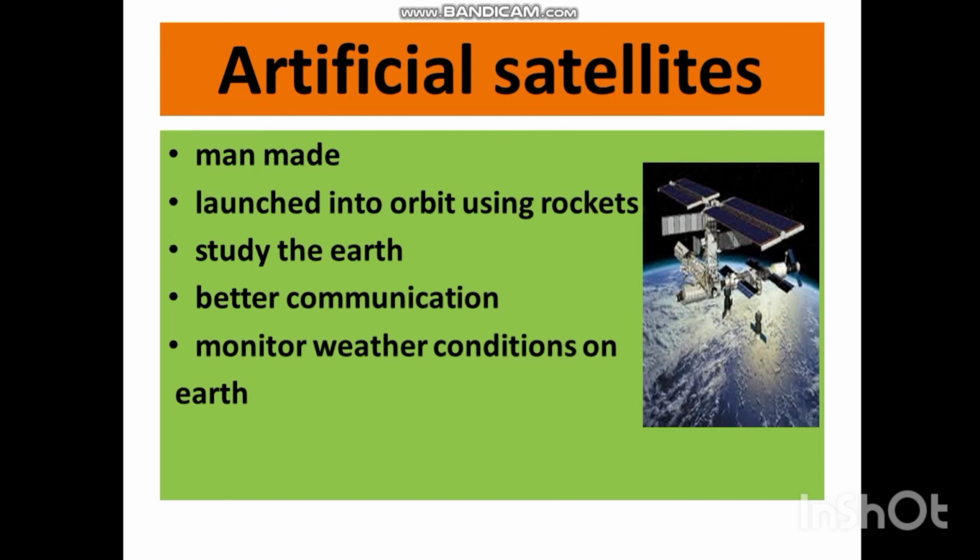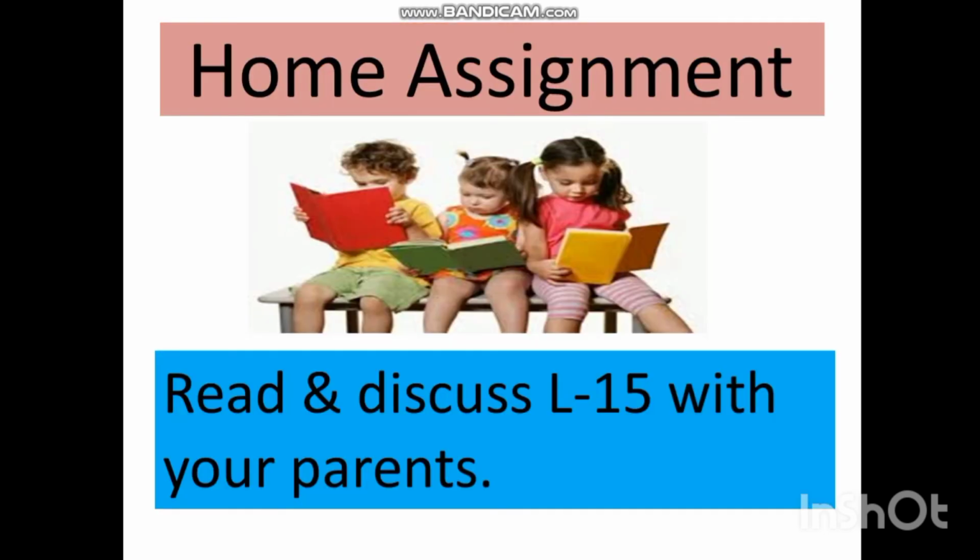Artificial satellites are objects that people have made and launched into orbit using rockets. There are currently over 1,000 active satellites orbiting the Earth. The satellites help us in better communication, weather forecasting system, GPS system, etc.